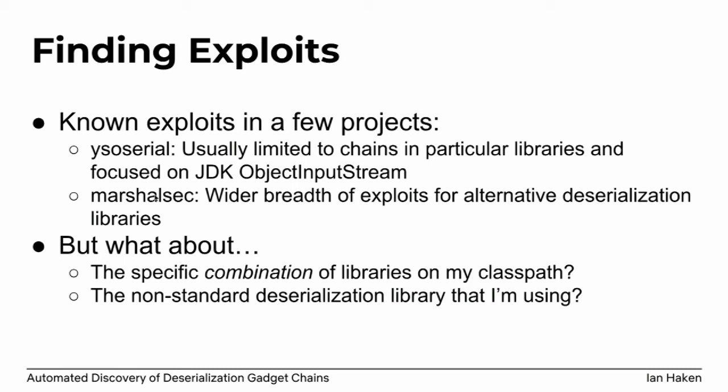So if you look at that project, look at the places where there are known gadget chains, then you can look at your application, determine whether or not it's got one of those libraries, and be like, okay, it's got one of those libraries. I know that that thing's vulnerable and that thing's exploitable. MarshalSec is a similar open source project. So it's got a wider breadth of exploits. It's got some gadget chains for other libraries.